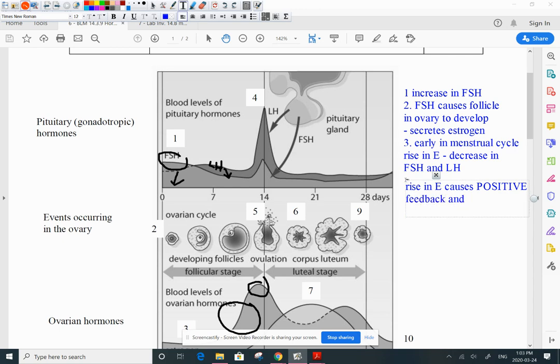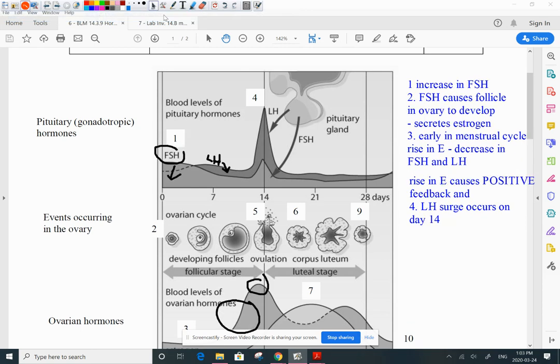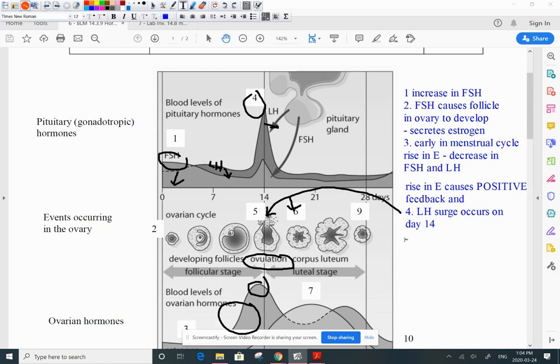And at this point in time, this triggers the surge, or sharp increase, that is going to occur on day 14. Okay, so this huge peak in LH, we can see right here, this big rise in LH, the surge, that occurs on day 14. Now, that is going to cause two things to happen. Number one is this major event on day 14, that's ovulation.